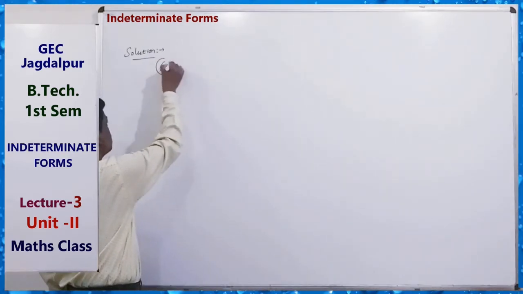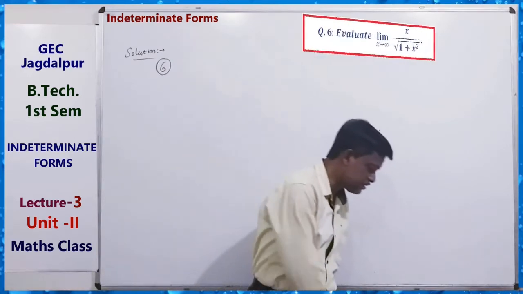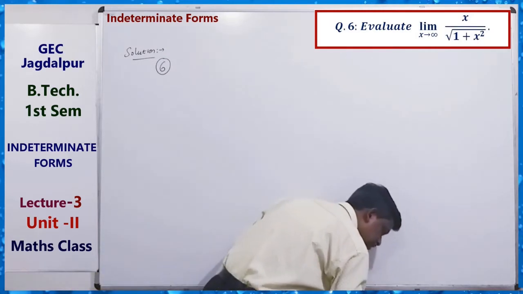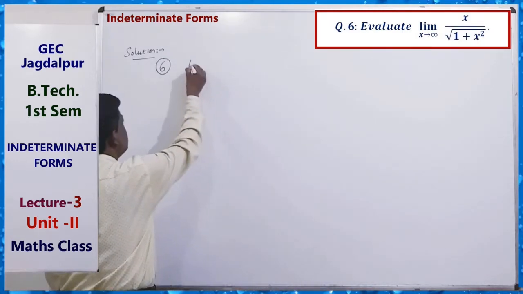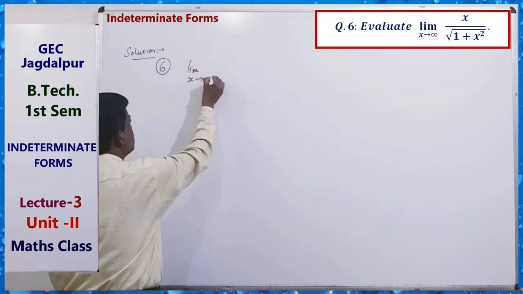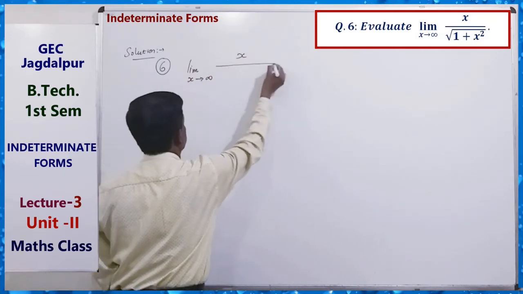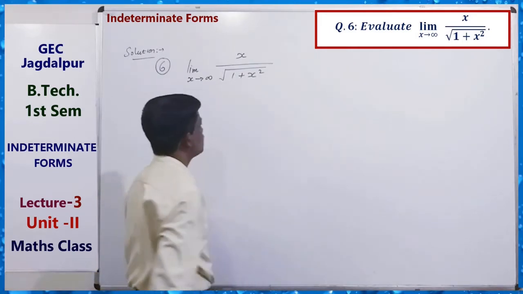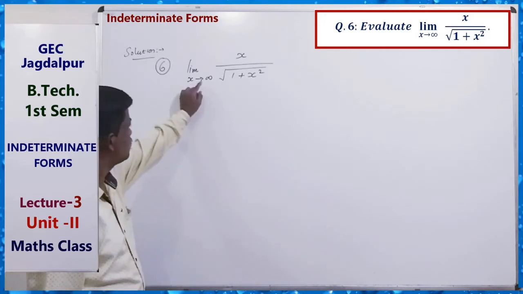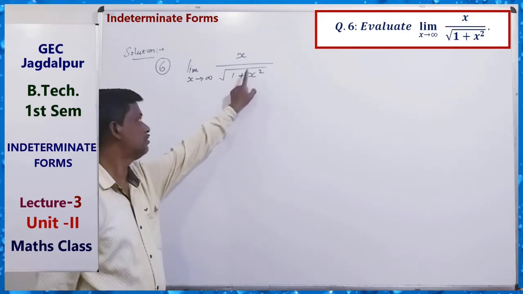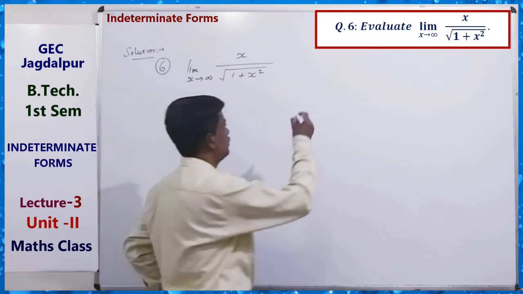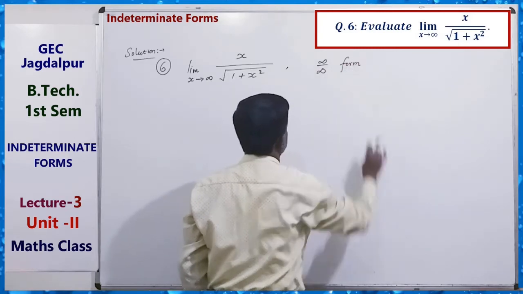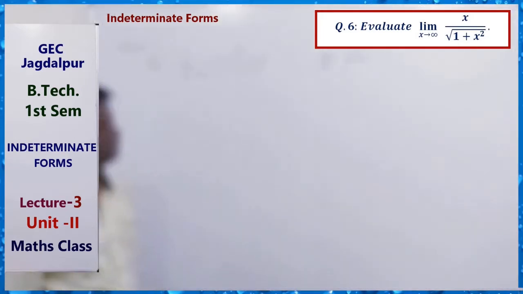Question 6. Find the limit as x tends to infinity of x upon root over 1 plus x square. Here x tending to infinity, this is infinity by infinity form. Just apply L'Hospital rule directly.